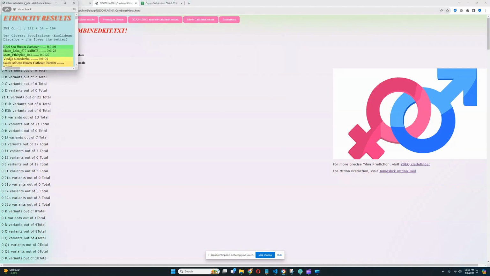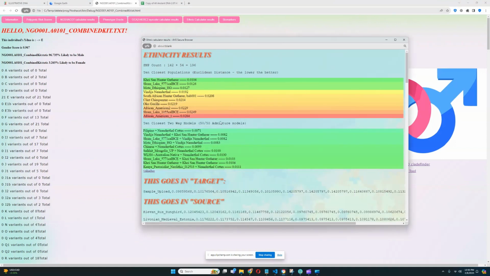And if we look at the ethnic calculator results with my own ethnicity calculator, you can see here he is closest to Khoisan hunter-gatherer, followed by Shum Laka, which is all sort of in the ballpark, followed by Mota Ethiopian hunter-gatherer. And after that come the Vindija Neanderthal, South African hunter-gatherer, Clint chimpanzee, Oko the gorilla, African-American two, then Shum Laka, this other individual, then African-American one. So overall, he's very similar to various sub-Saharan African groups. And by the way, Vindija Neanderthal is another example of a coordinate that really closely matches sub-Saharan Africans. Same goes for Clint chimpanzee and Oko the gorilla. They both have very sub-Saharan African results. So these are all really sub-Saharan African groups that this individual is scoring.